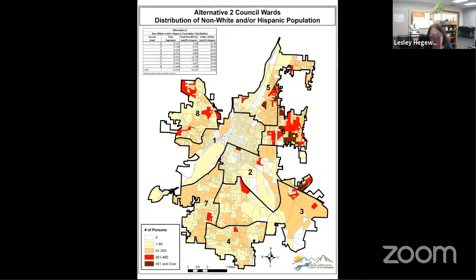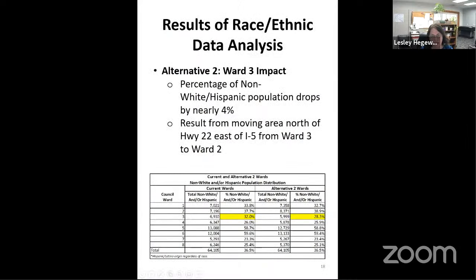Alternative 2, which is that minimal change plus aligning to neighborhood boundaries. This one, we do have a couple of significant changes here, and that mainly has to do with this area being moved from Ward 3 into Ward 2. So you can see that impact here. Moving that area from 3 to 2 causes the percentage of non-white and Hispanic population in Ward 3 to drop from 32% to just over 28%. So it's becoming a little bit less diverse. And again, that's due to moving that area north of Highway 22.